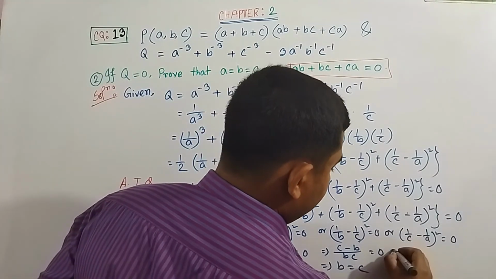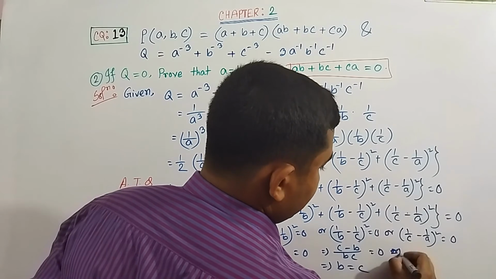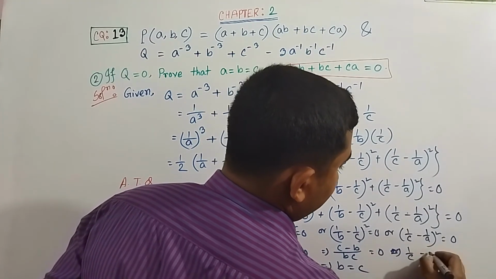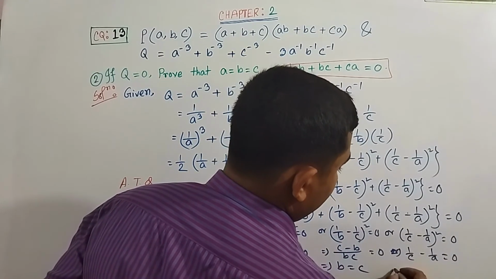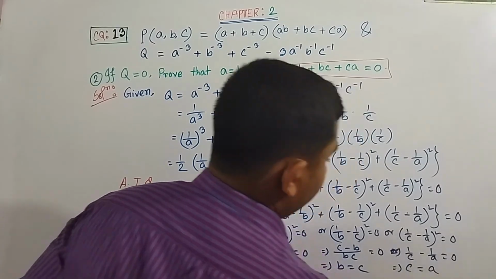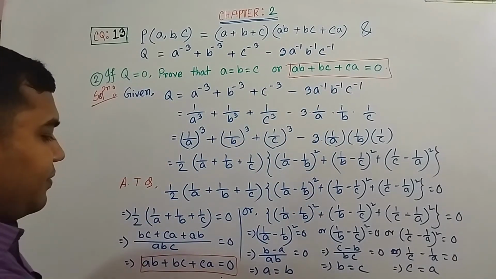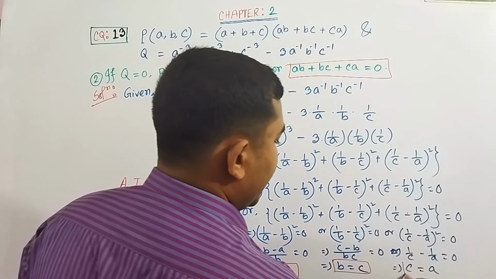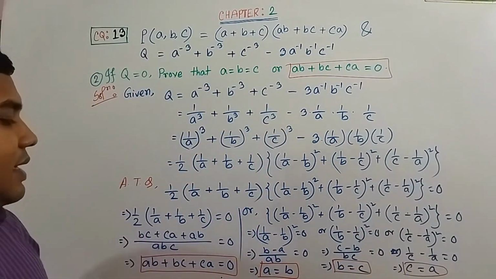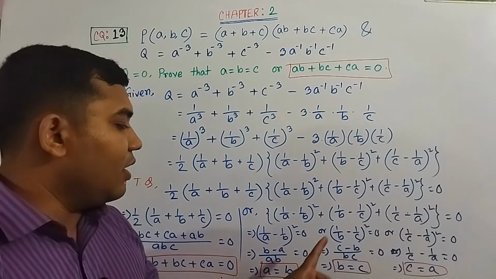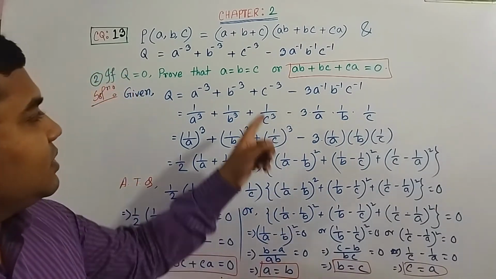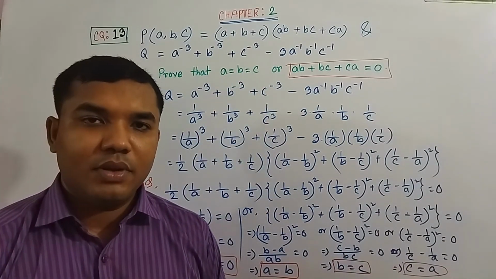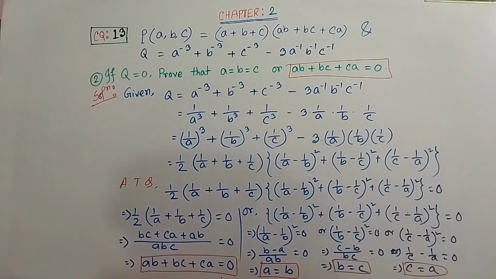And here 1/c minus 1/a equal to 0, that means c equal a. So if a equal b, b equal c and c equal a, then we can say obviously a equal b equal c. That means we have our proof. So what can we write for our last line?